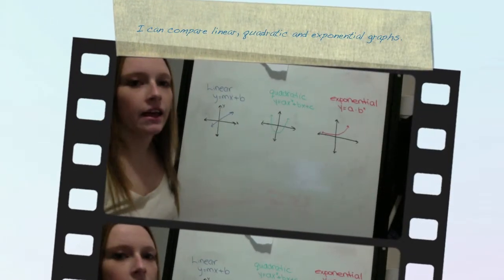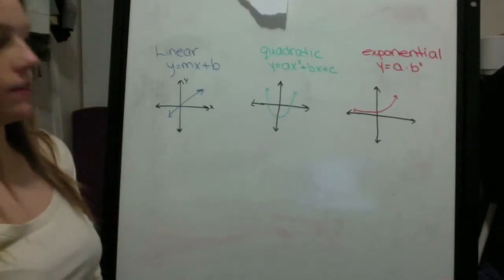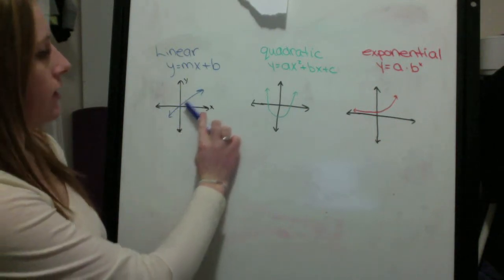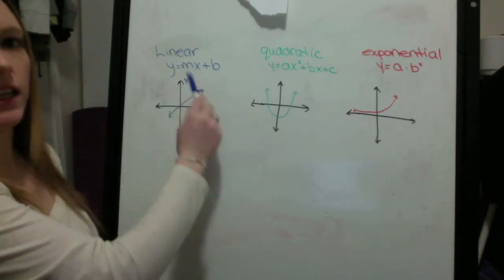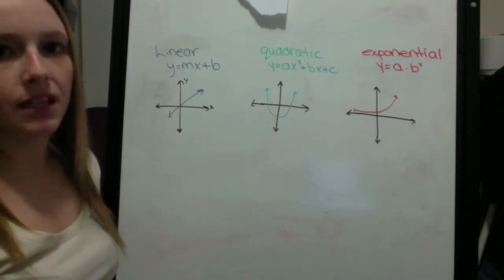Our goal today is to compare linear, quadratic, and exponential graphs. The graph that is a straight line is linear. Its function rule is y equals mx plus b.